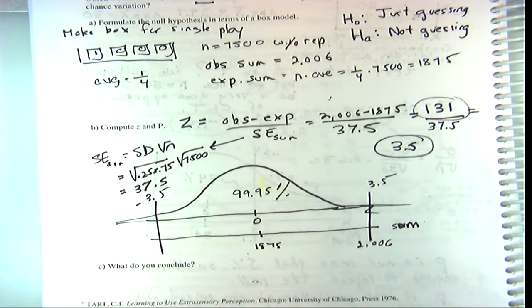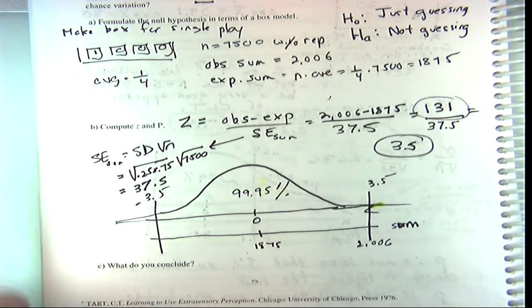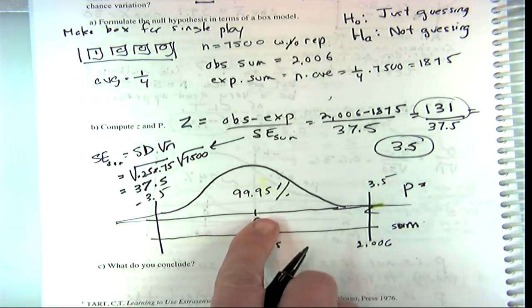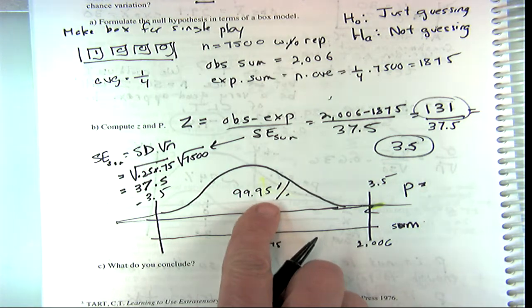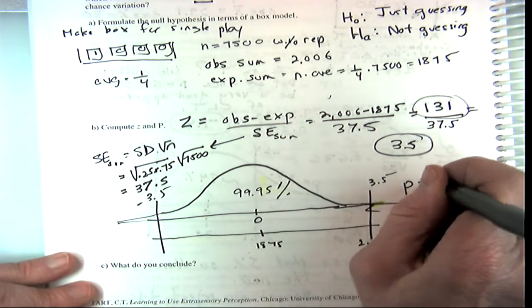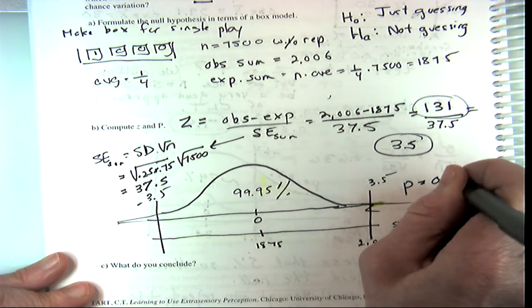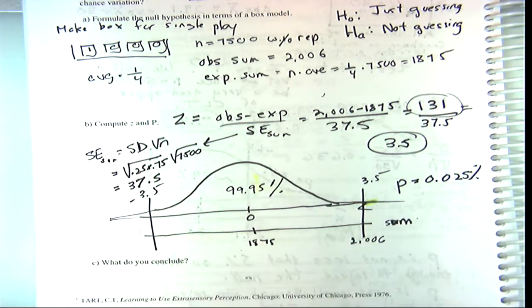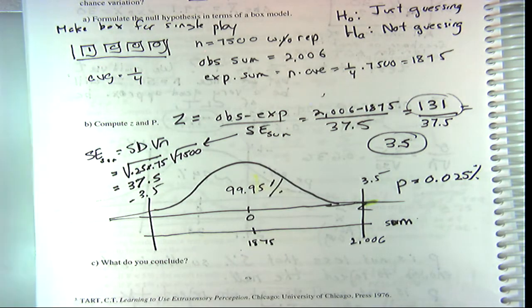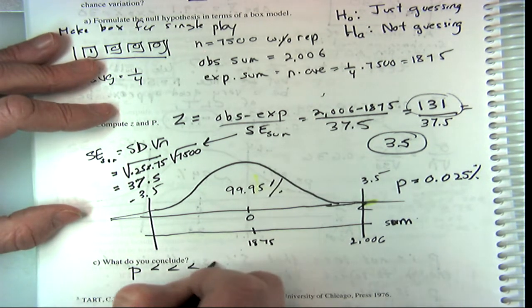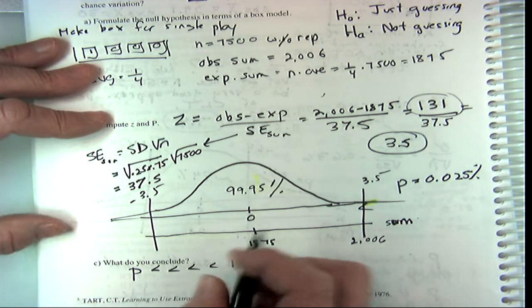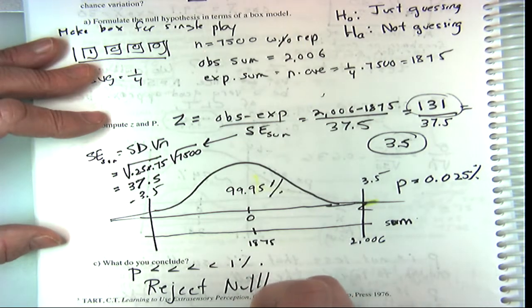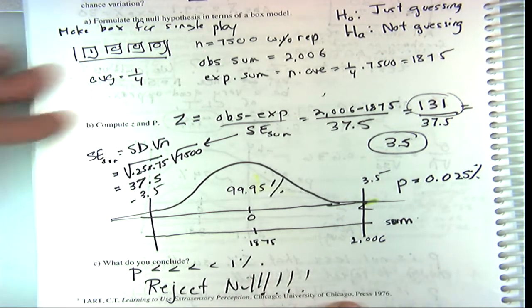So we have a spec here. And what is P? P is going to be 0.05 divided by 2, so it's going to be 0.025%, 100 minus that, divided by 2. So what do we conclude? P is so much less than 1%. So we're just going to reject the null hugely, with exclamation points.